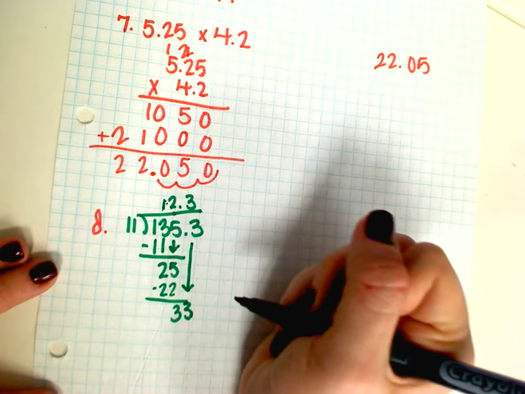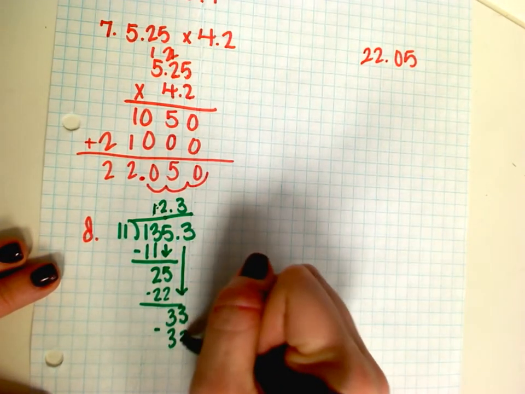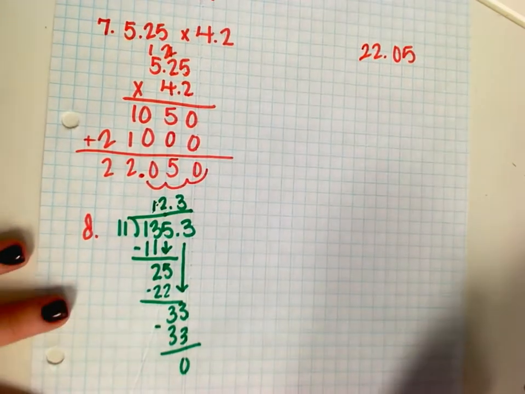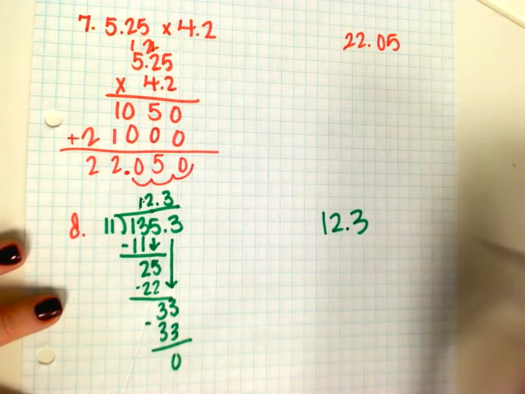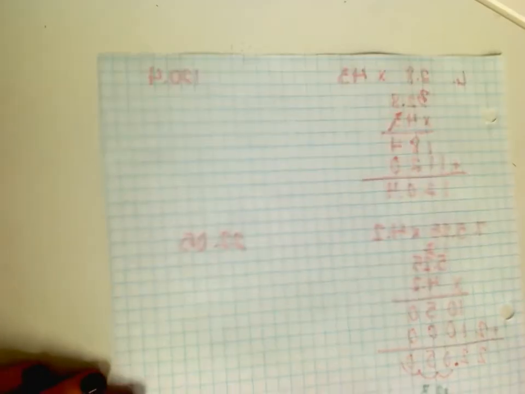How many times can 11 go into 33? That is 3 times. 3 times 11 is 33. Subtract, we have no remainder to worry about. 12 and 3/10 is correct. Next one. I'm going to use the new piece.